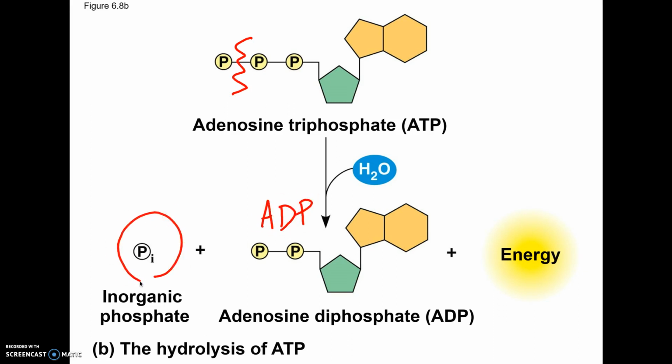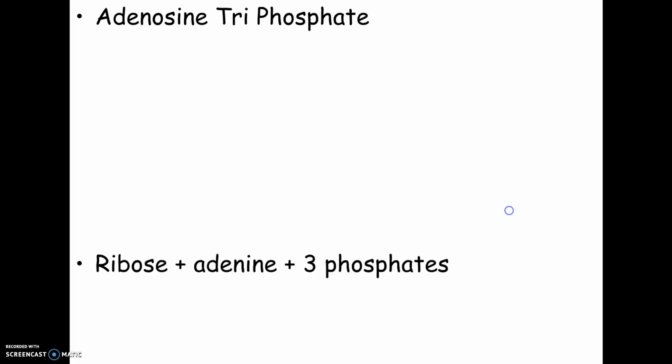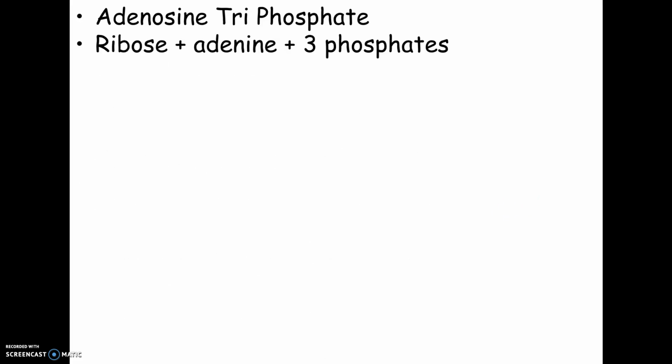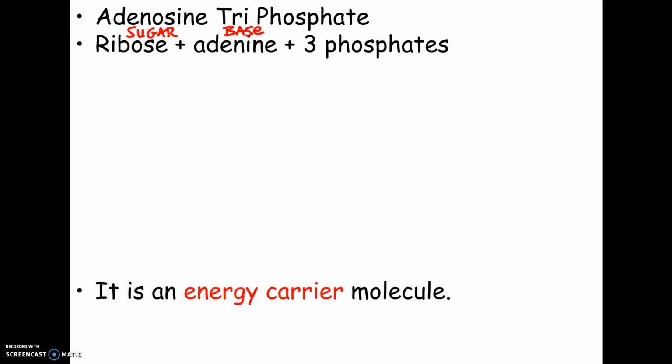And that's actually where the energy comes from, is breaking off that phosphate. So ATP stands for adenosine triphosphate. It's ribose, which is the sugar. Technically it's a nucleic acid. So ribose is the sugar, adenine is the base, and then 3 phosphates. And that's why it is a nucleic acid.